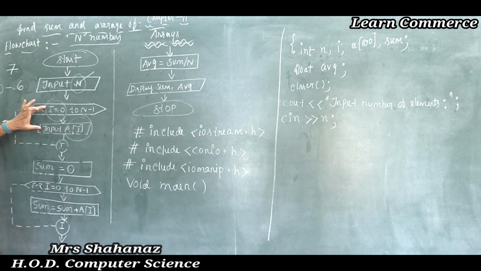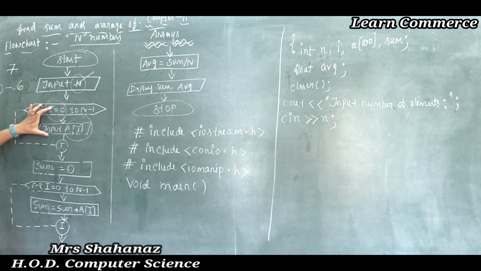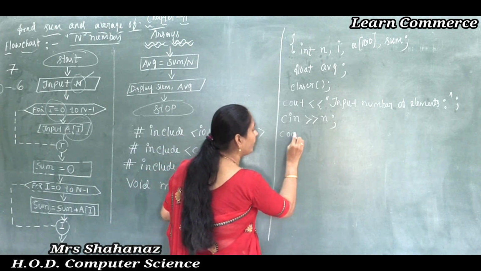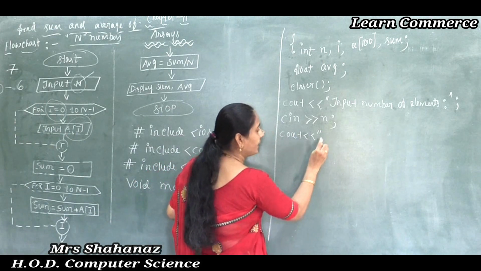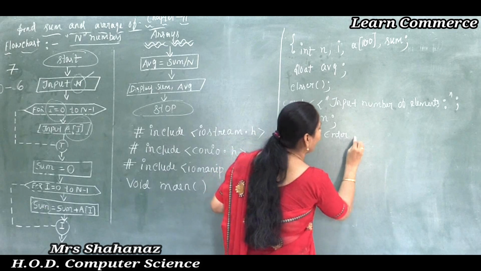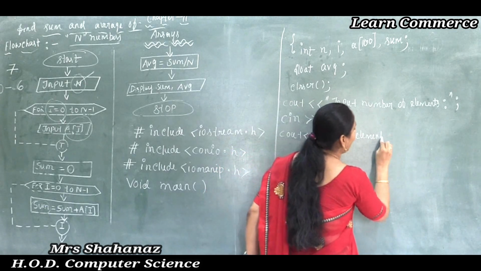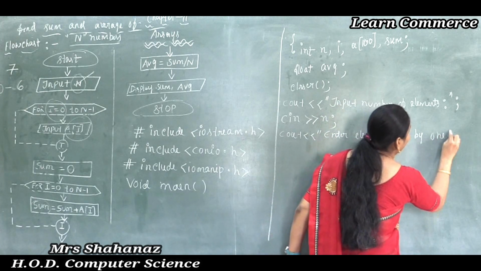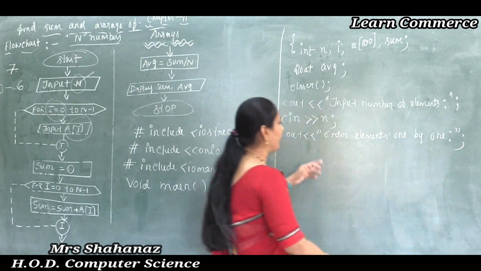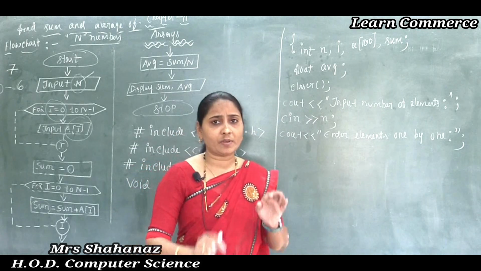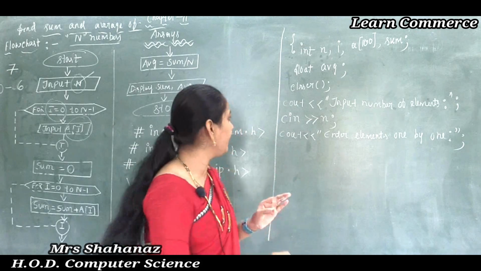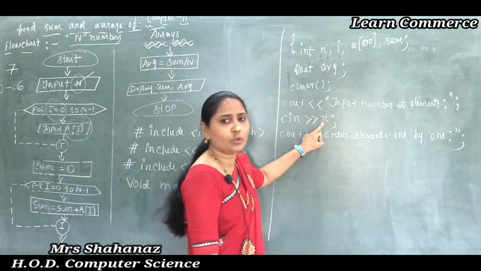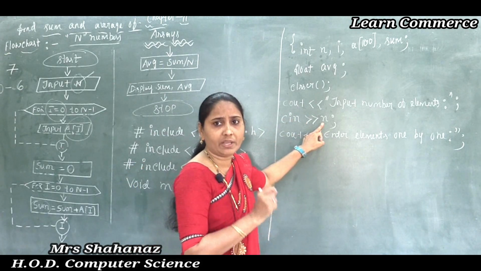Now I want to use the next part of this coding or this flowchart. That means sure we need to write one more message. The message is cout: enter elements one after another. At that time we need to enter the elements one by one. First of all, when it displays the message input number of elements, at that time we need to enter 6. Okay, we need to enter 6.